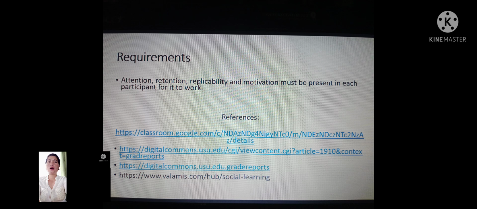So we have the last disadvantage in social learning. The last one we have is the requirements. Requirements are that attention, retention, replicability, and motivation must be present in each participant for it to work. It can lead to disadvantages in social learning.